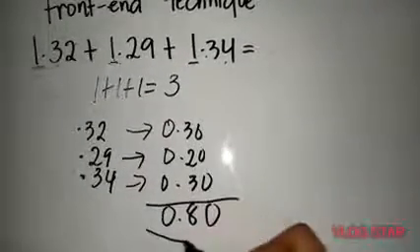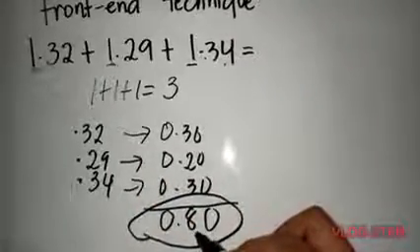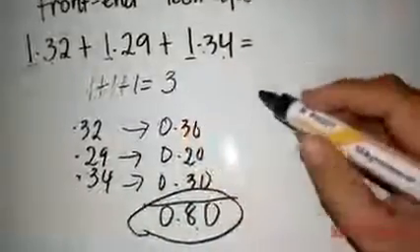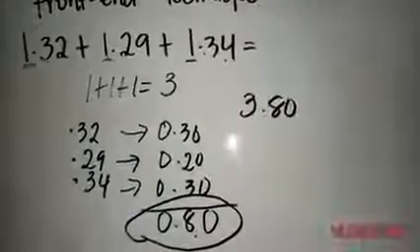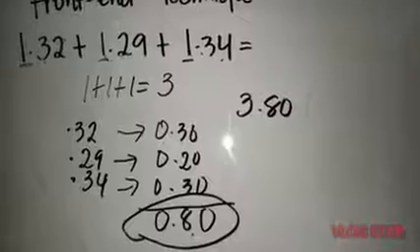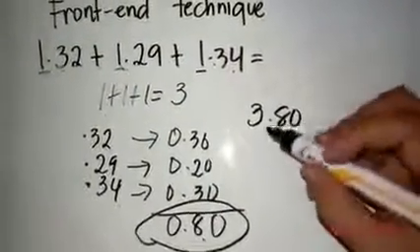So the product of these 3 decimal points or the estimate is 0.80 and just add 3. So 3.80. So the sum estimate is 3.80.